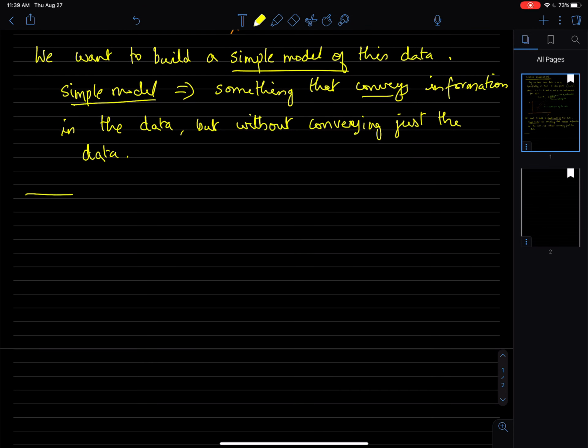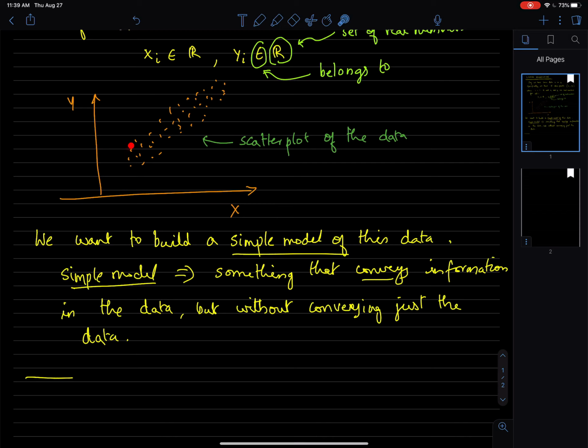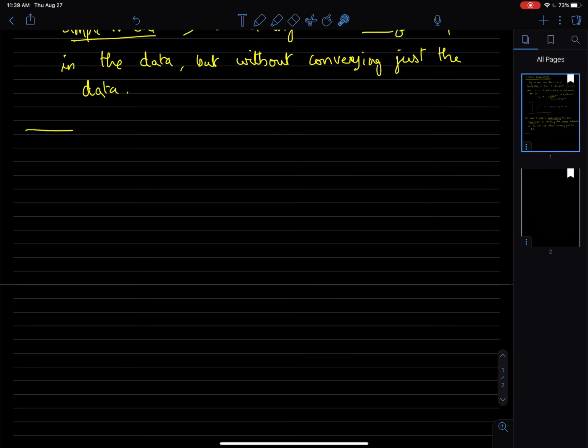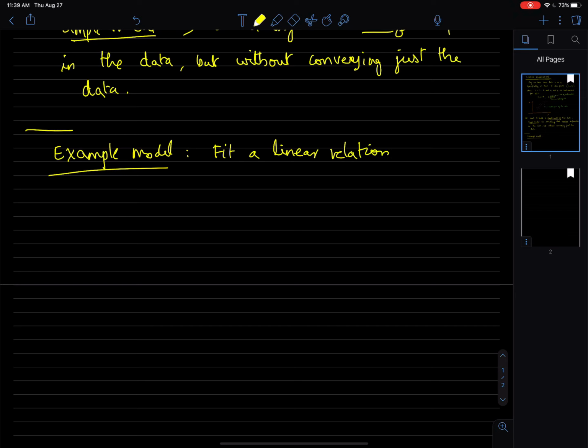Okay. So what's an example model? Of course, I drew this scatter plot in a suggestive manner. It looks like perhaps there's a linear line that underlies this cluster of points, maybe with some noise added. So let's try that. Let's do an example model: fit a linear relation between x and y.